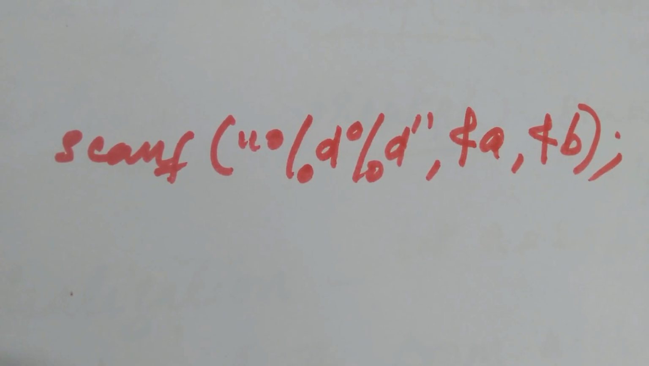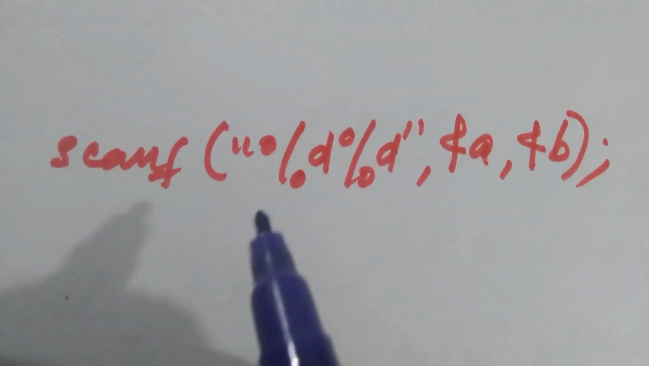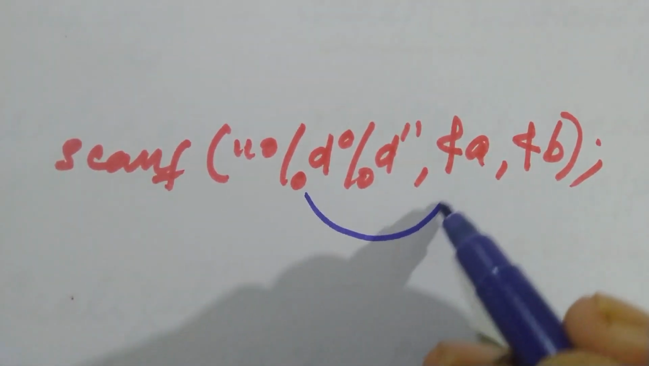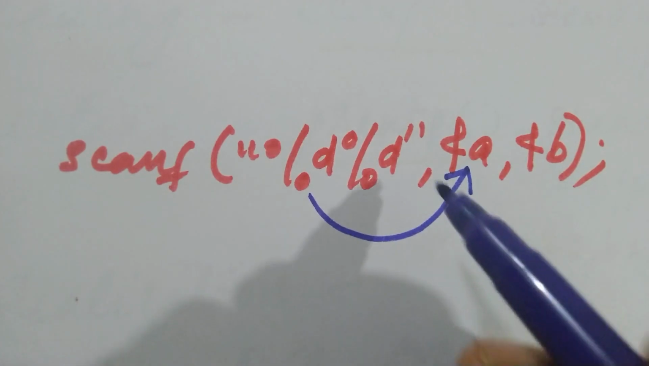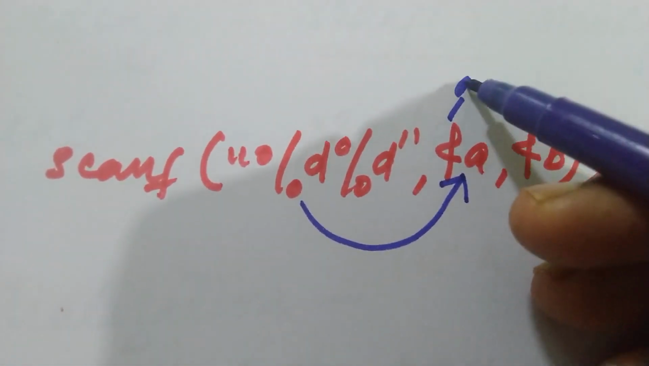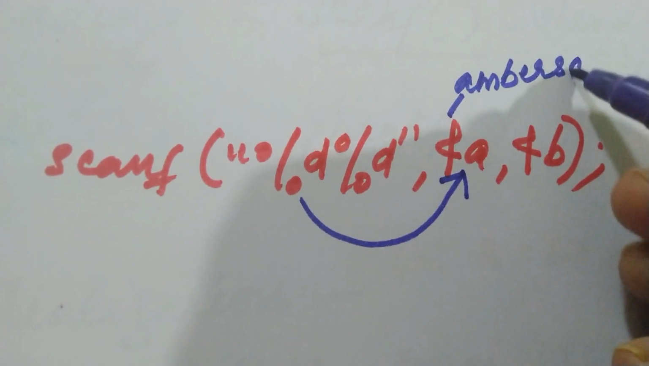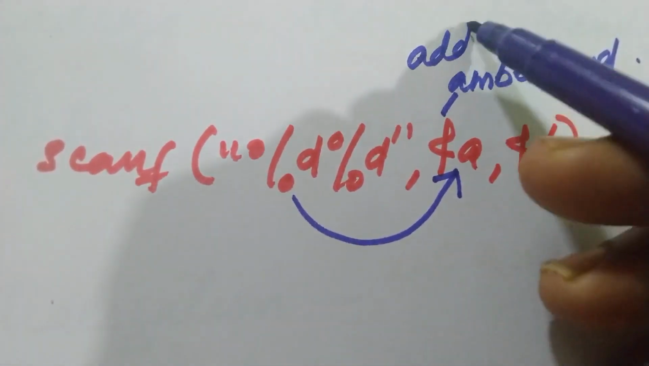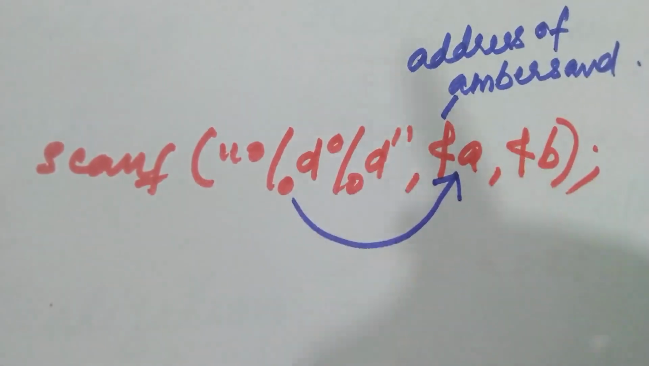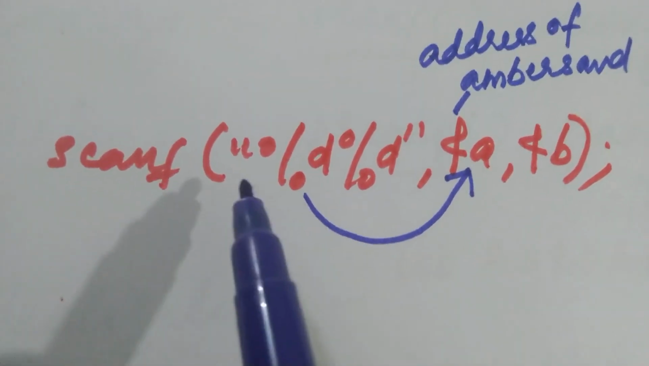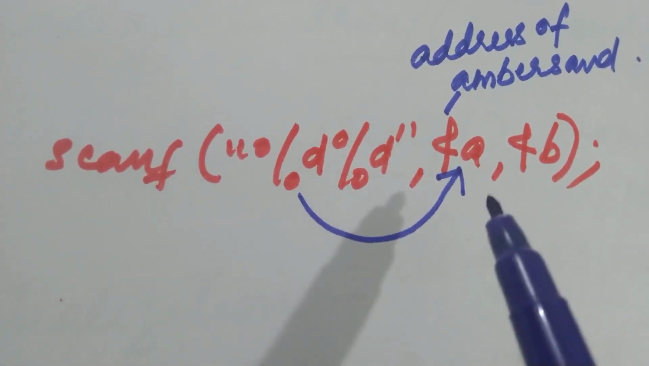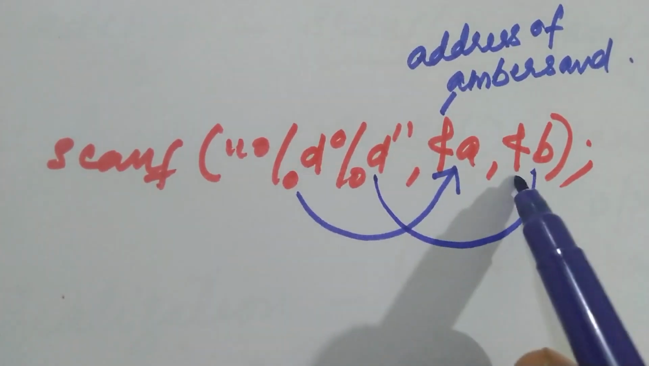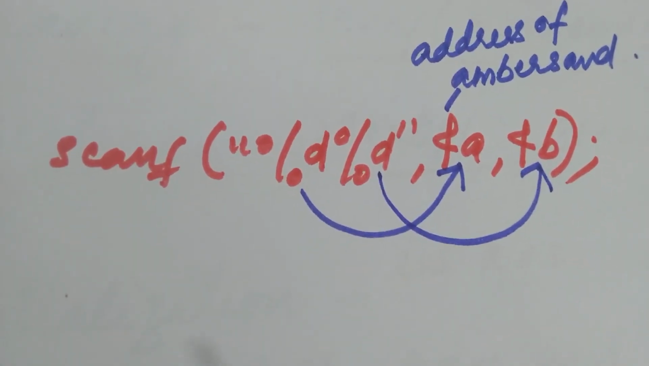By writing like this, we mean that two integer values will be given by the user and the first value should be stored in A. This ampersand, A-M-P-E-R-S-A-N-D, the meaning of the ampersand operator is address of. That means we are telling the system that the first integer given by the user should be stored in the address of A, and the second data should be stored in ampersand B, that means address of B.